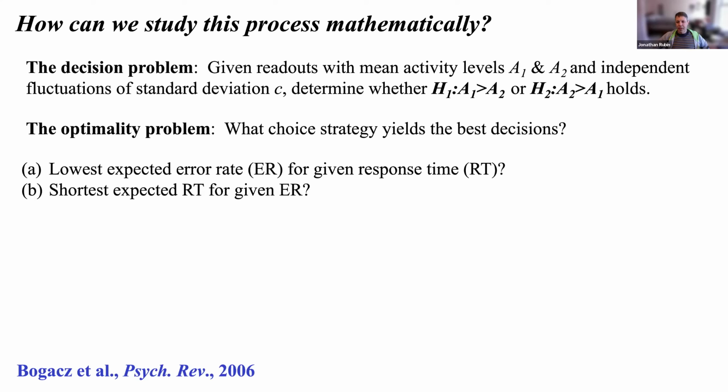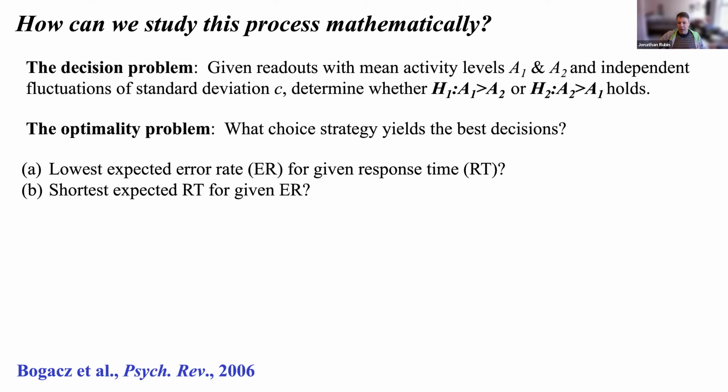Okay, so that's one way to start formalizing what's going on in this situation. And then you can also try to phrase this as an optimization problem. Given that you have this setup, we can ask, what choice strategy yields the best decisions? That would be a reasonable mathematical problem to study. In order to look at this as an optimality problem, we need a definition of best.